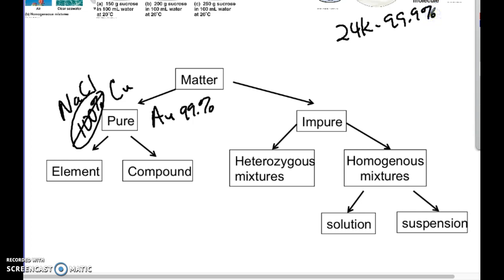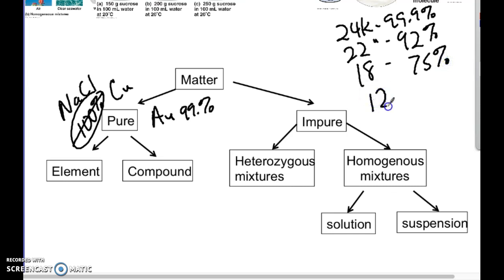If you get 22 karat, for example, though, 22 karat is only 91.6, or about 92% gold. If you have 18 karat gold, it is down to about 75%. And finally, if it is 12 karat gold, that's about half of 24, so it's going to be 50% gold. My wedding ring is about 14 karat, so it's a little over half gold.